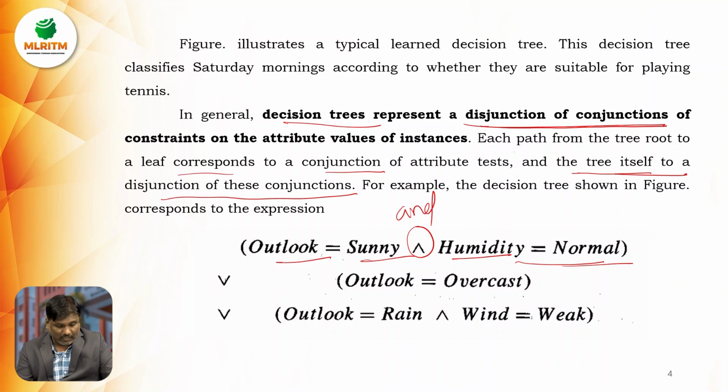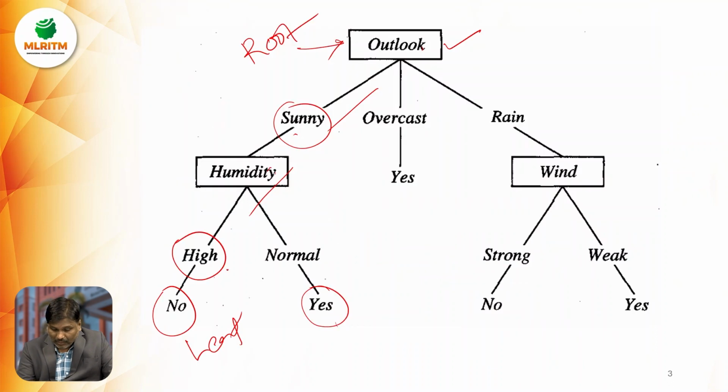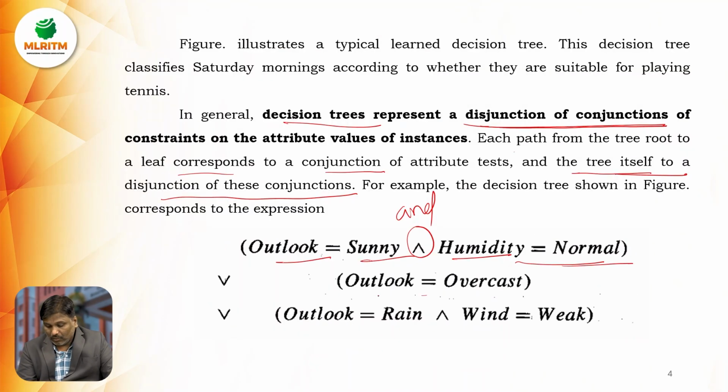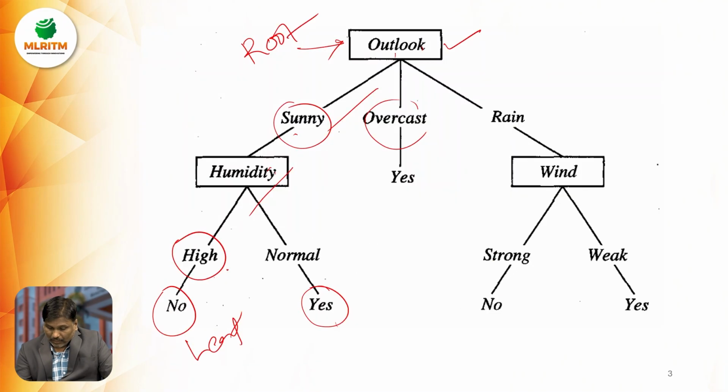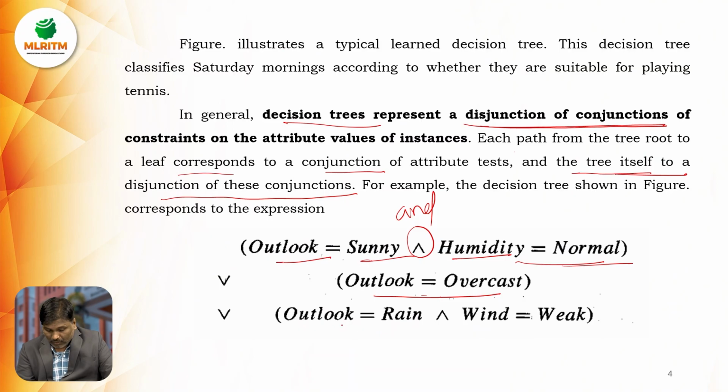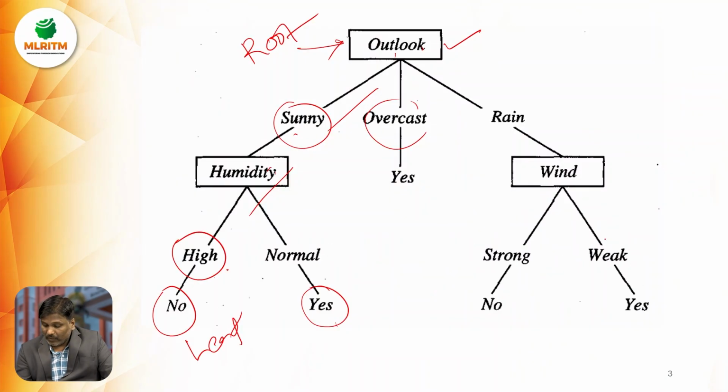Previously we observed the same one also. Now the second condition: outlook equals overcast, yes, the game is to be enjoyed. And the third condition is outlook and wind: outlook equals rain and wind equals weak, then only we can enjoy the sport. So this is the decision tree representation that I considered.